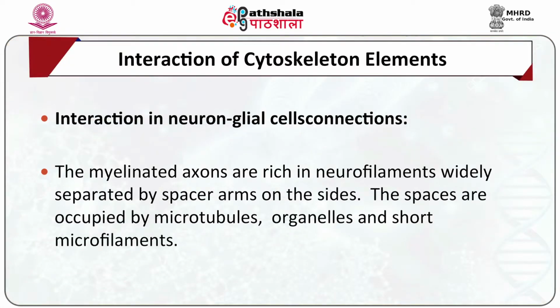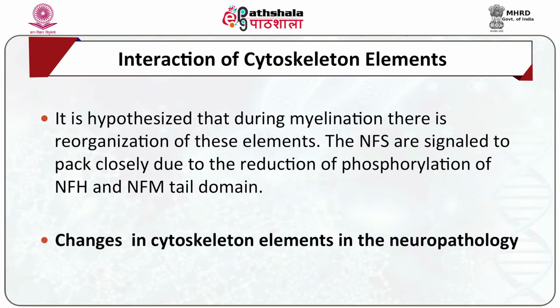If we look at the interaction in the neuron glial cell connections, then what we see is that the myelinated axons are rich in neurofilaments, and these are widely separated by spacer arms on the sides. The spaces are occupied by microtubules, organelles and short microfilaments. It is hypothesized that during myelination there is reorganization of these elements. The NFs are signaled to pack closely due to the reduction of phosphorylation of the NFH and NFM tail domain.